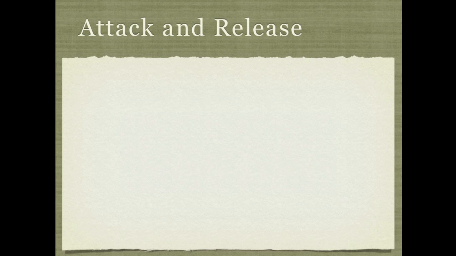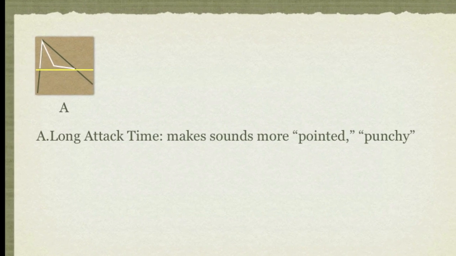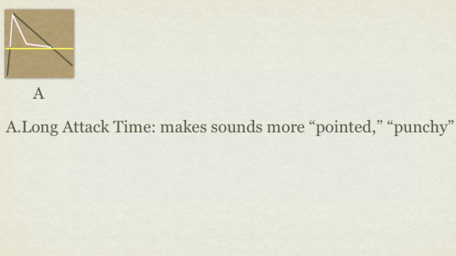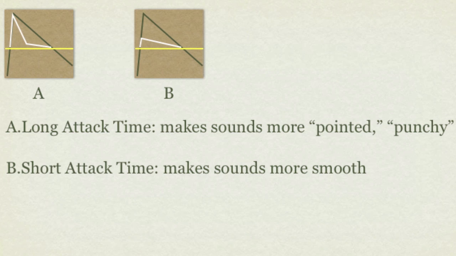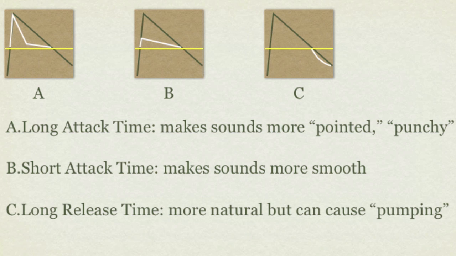Here are some examples of what different attack and release times do to sounds. With a long attack time, the sound becomes more pointed and punchy like staccato because the initial transient, the first moment, is let through at full volume, and then the body of the sound is turned down. With an extremely short attack time, the sound becomes more smooth and in your face. For release times, a longer release time can have a more natural effect, but you can hear a sort of pumping and breathing sound.